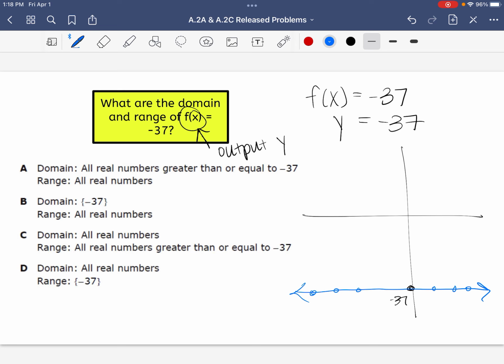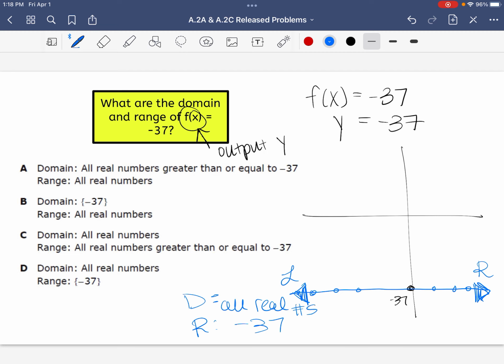So it wants the domain and range. We already talked about the range being a constant of -37. But when we look at our domain, these arrows tell me it goes forever to the left and forever to the right, which means along my x-axis, I have points for every single possible value. So this is where we get all real numbers.